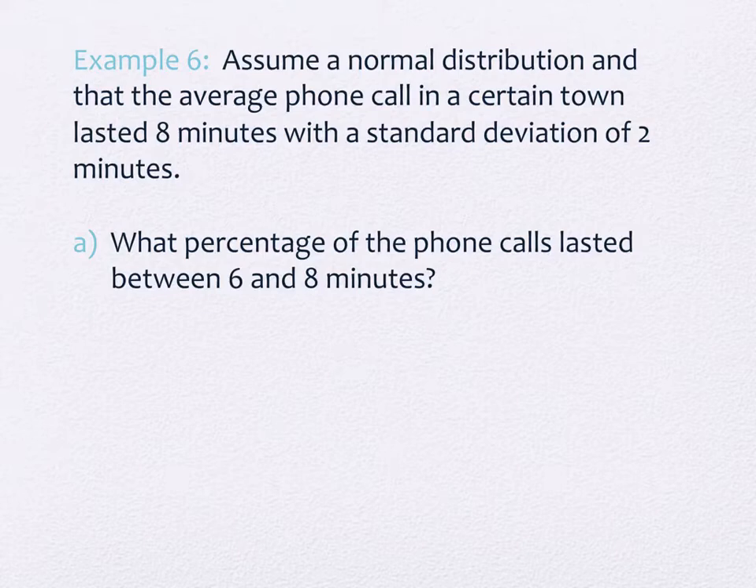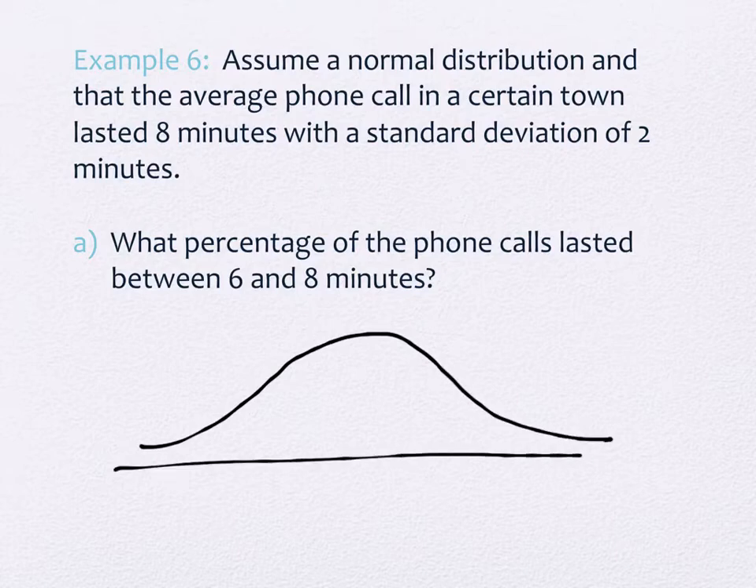So it needs to say that it's a normal distribution for this to make sense. This one does. It says the average phone call in a certain town lasts 8 minutes with a standard deviation of 2 minutes. So the first thing we're going to do is draw out the entire normal distribution so you can see it once at least. And then some of the time later we may not draw the whole thing out.